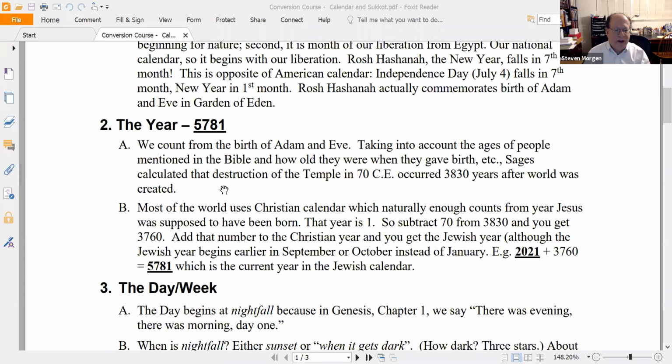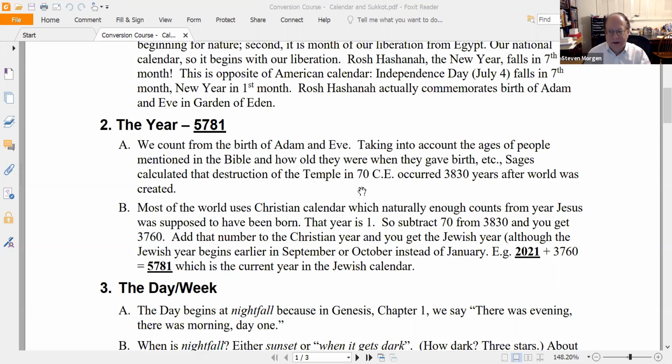So the sages calculated the destruction of the temple, which we say happened in 70 CE in the Western calendar. I'll talk about that in a second, actually. But the sages said that was in the Jewish calendar year of 3830. And so now we can figure out how to correlate the current Western calendar year with the Jewish calendar year. I use the term CE over here. Jews don't use AD and BC.